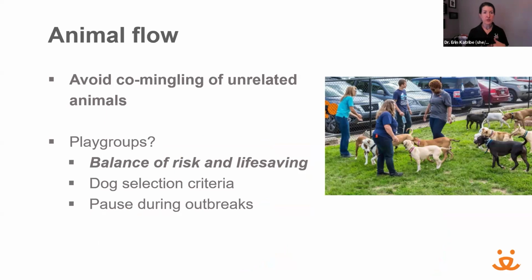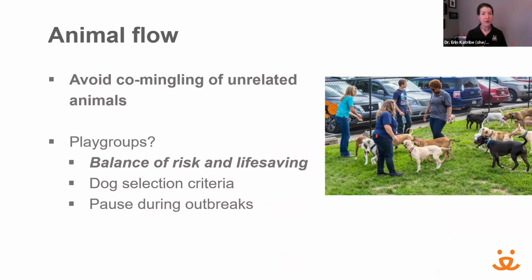So what do we do? We try to reduce crowding, we try to reduce density. We don't mix unrelated animals. Even if we're having capacity challenges, combining two unrelated animals, that is a recipe for disease spread. So then I always get asked about playgroups. We're putting a whole bunch of unrelated animals in playgroup together. And for me, this is about balancing risk and life-saving.